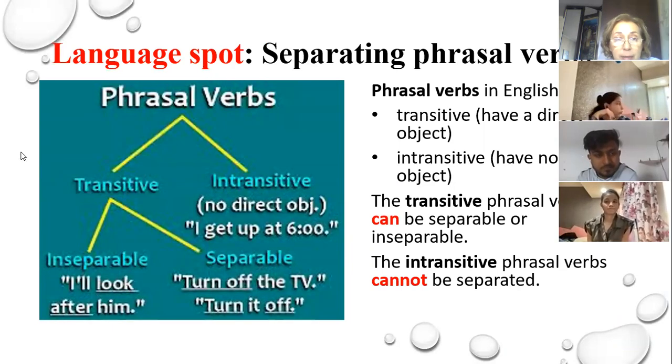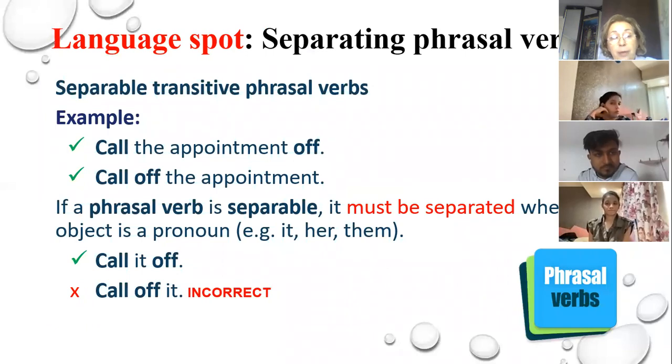And if we move to the next slide, we can see some information about separable transitive phrasal verbs. An example is call off the appointment. As it is separable, we can use the appointment between the verb and the particle. We can also use call off the appointment.